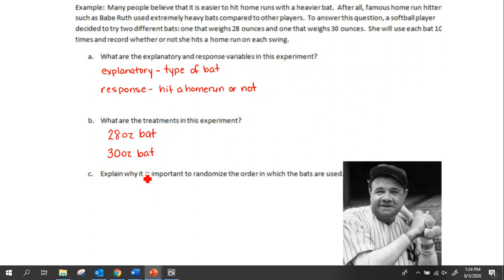Why is it important to randomize the order in which the bats are used? Well, if she uses the heavier bat first and the lighter bat second, she might get more tired. She might get kind of in a groove and to where she's favoring one bat over the other. Or if she swings the lighter bat first, she might do better and get tired with that one as well. Both of these help prevent bias.